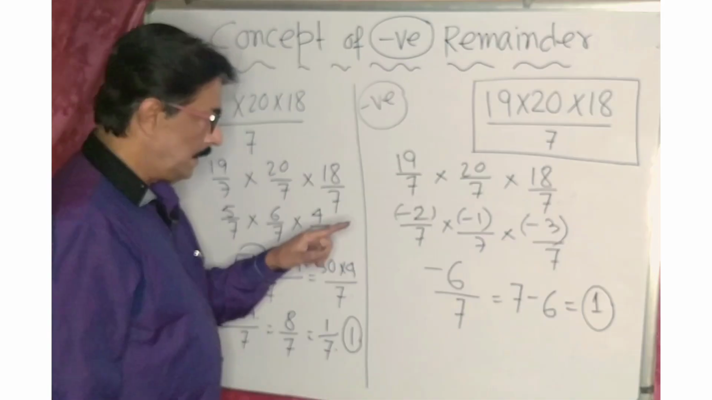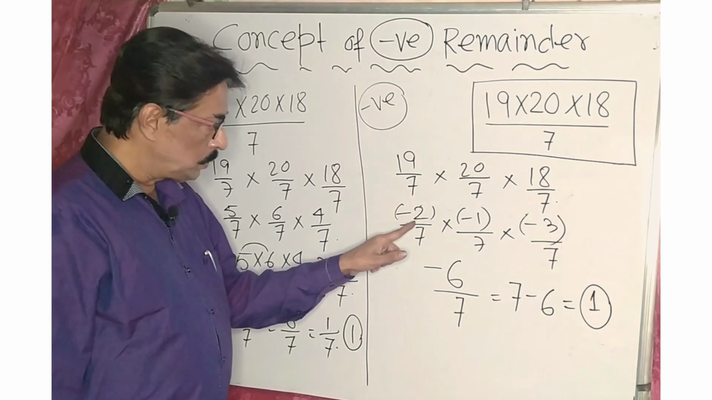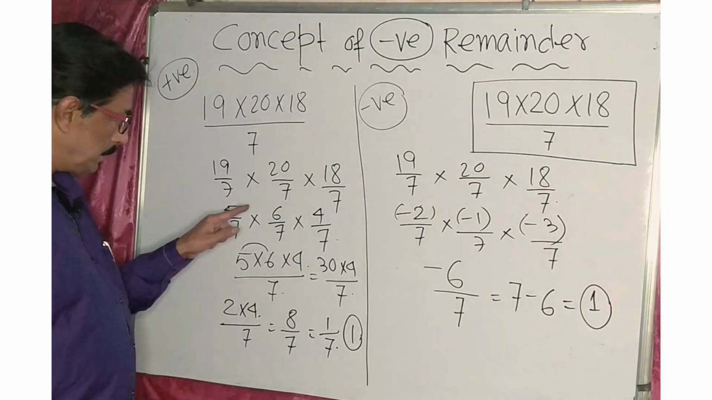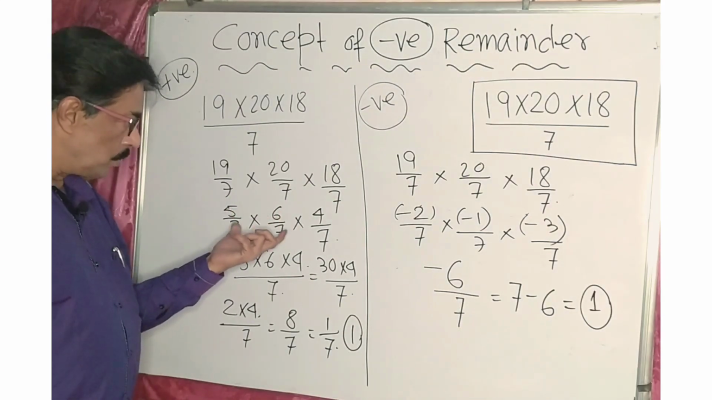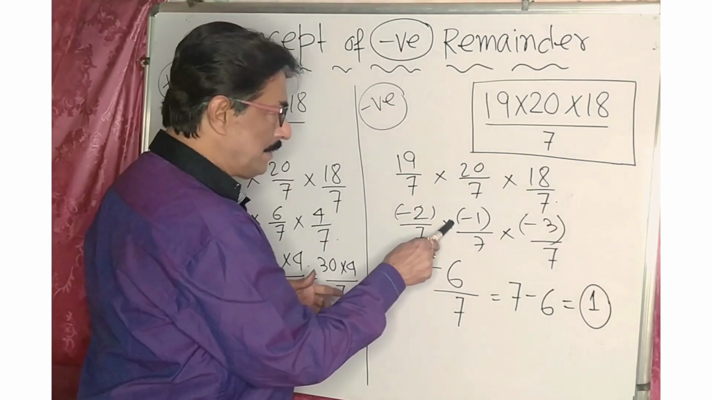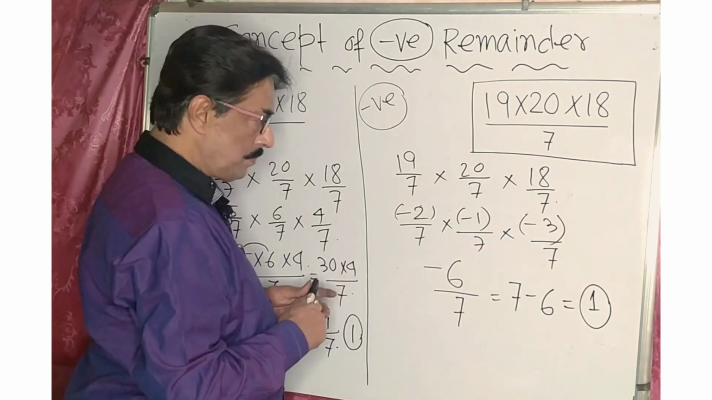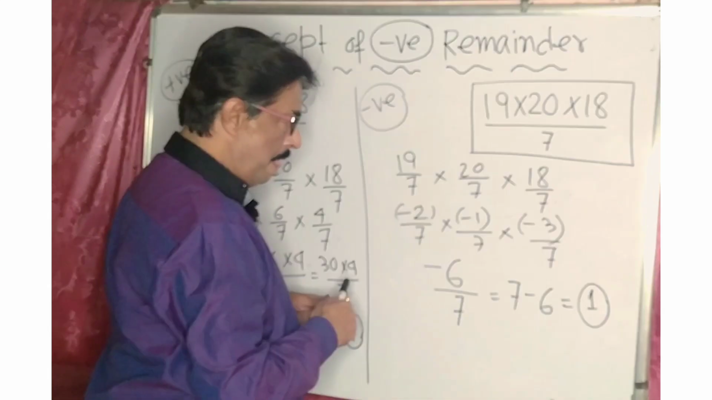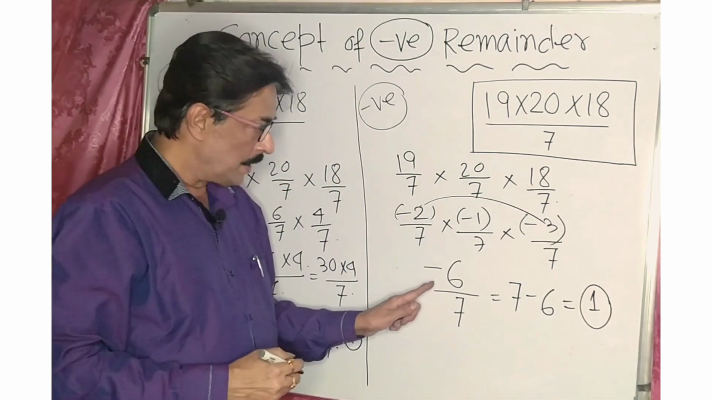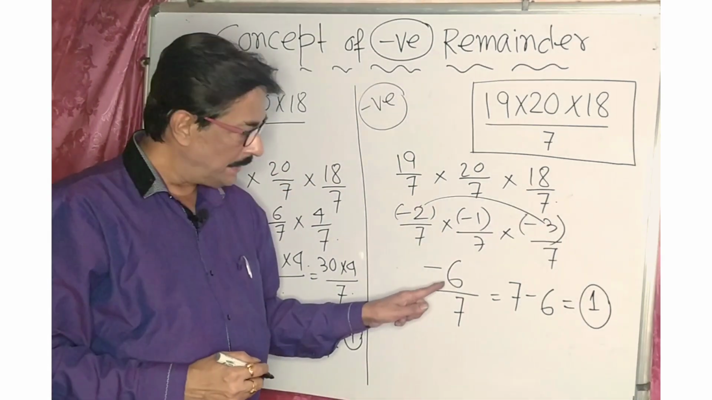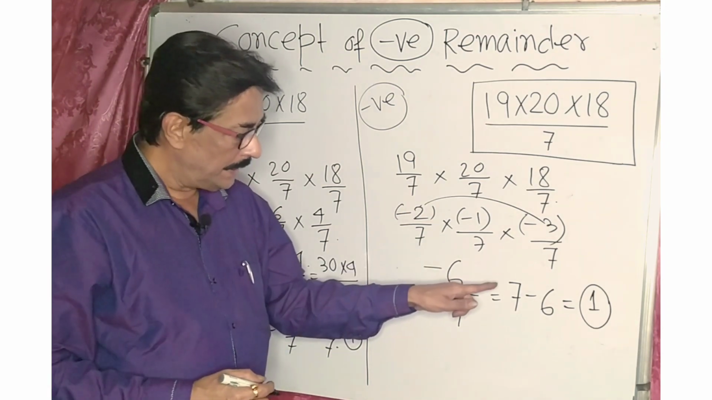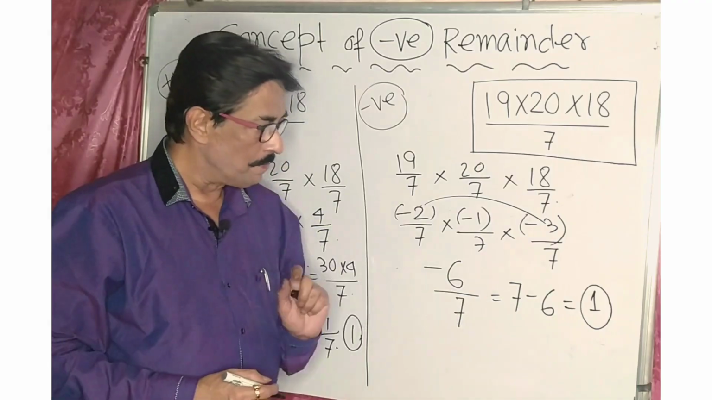Now just observe. In this case we got 2, 1 and 3 as remainders. Before, we got 5, 6 and 4. Those numbers are higher than these numbers. Now again I multiply. Three times negative means ultimately negative. Negative into negative into negative. So if I multiply 3 by 2 by 1, I get 6. So minus 6 by 7. Minus is not a remainder. You have to transfer to the positive remainder. 7 minus 6 is 1.